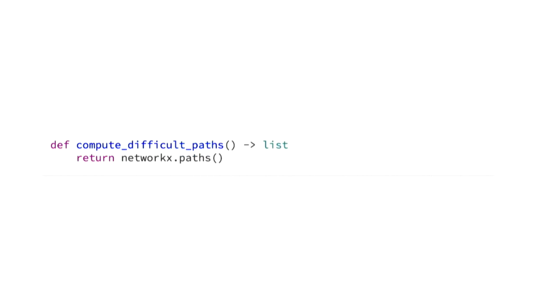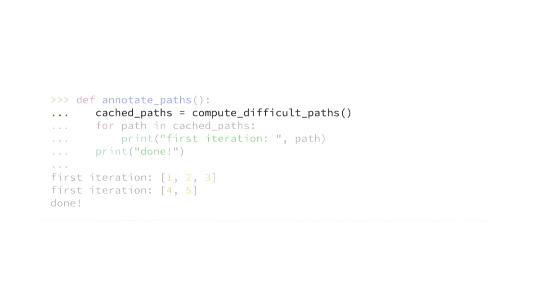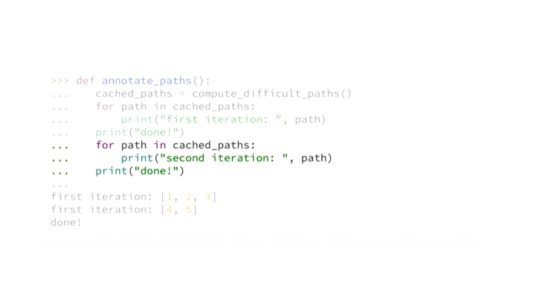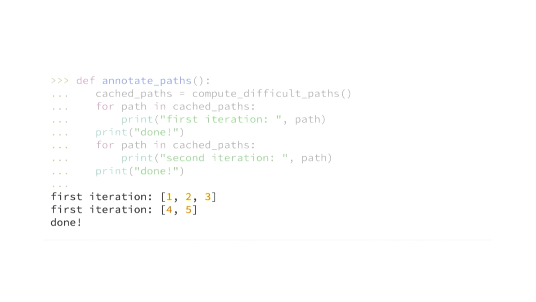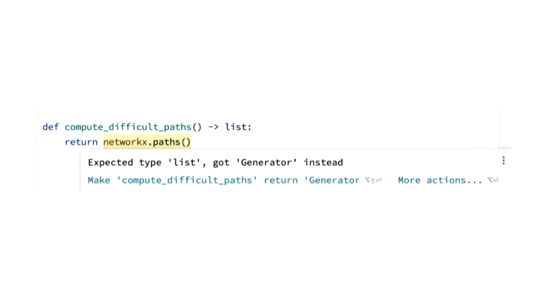Like here, we write our code to explicitly output a list, but networkx.paths returns a generator. So for example, if we save it as a variable here, and then iterate over it once, we'll get the expected output. But because it's a generator, when we iterate over it again, our output will still be the same, even though we might expect something different from a list. But with the right tools, errors like this can be highlighted for us.